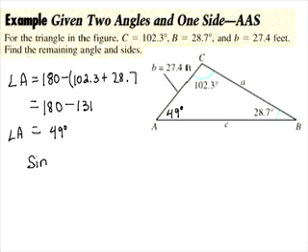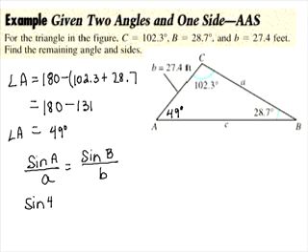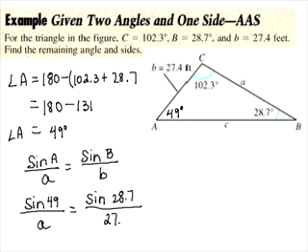So we want to remember that sine of A over a equals sine of B over b according to the law of sines. And I'm choosing B because we know the length of side b. So we can fill in all the known details. We know that A is 49 degrees. So this will be the sine of 49 over a equals the sine of B, and angle B is 28.7, over 27.4, which is side b.